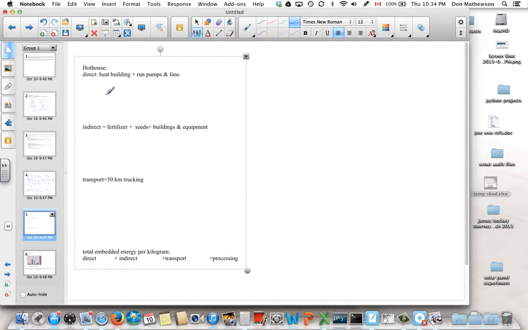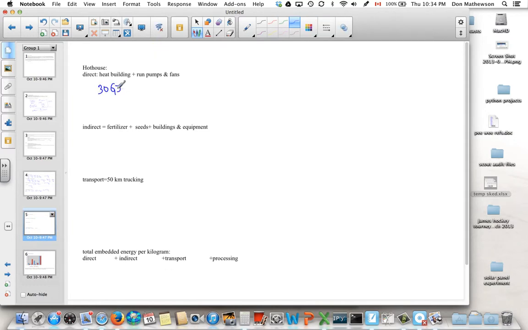Okay, now let's consider the hothouse. Well, we have to heat the building, and that took 30 gigajoules for every hectare of building. Now, of course, we want to express this in megajoules per kilogram, so we convert gigajoules to megajoules, and then we use our yield to convert from hectares to kilograms. So a hectare gives us about 60 tons in the greenhouse, and a ton is 1,000 kilograms. So that number there, that works out to 0.5. So about 0.5 megajoules for every kilogram.